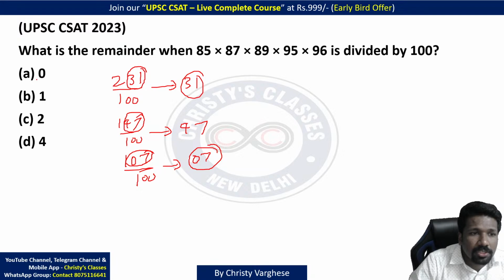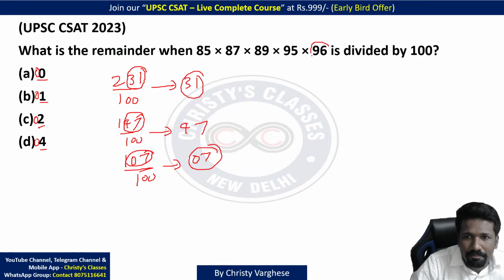But each of the options are actually 0, 1, 2, 4. As we are discussing the last digit, I will write this as 00, this is 01, this is 02, and this is 04. Is this okay? Now, if you look at it, you have to look carefully.